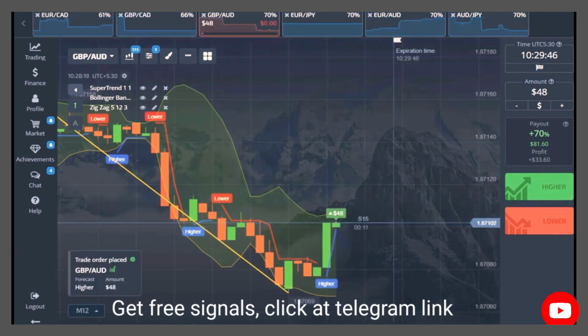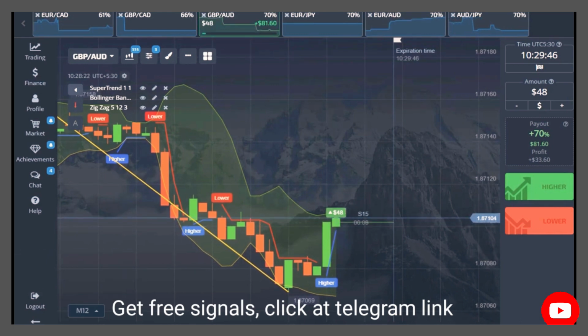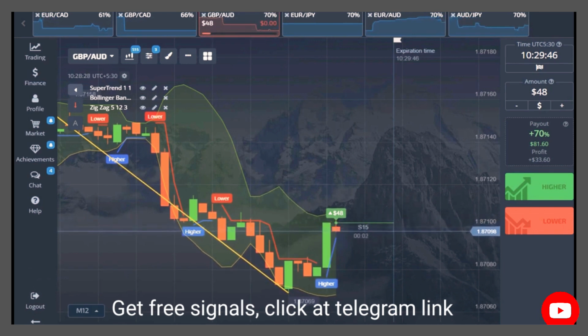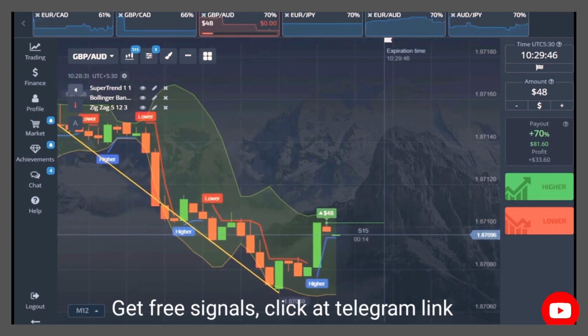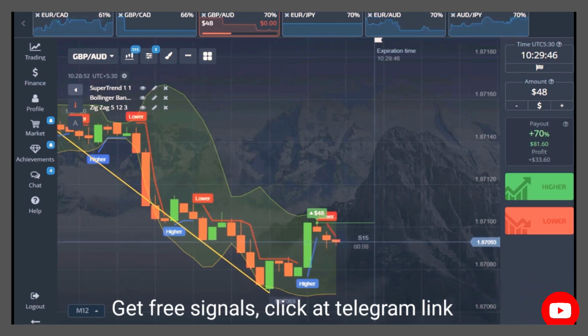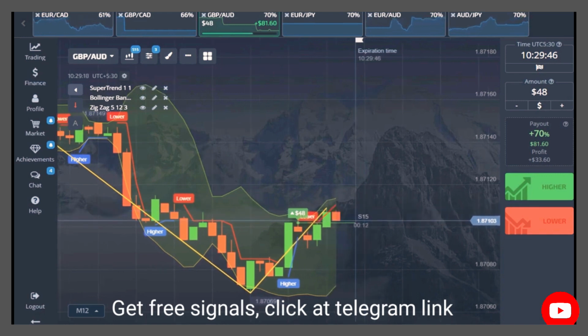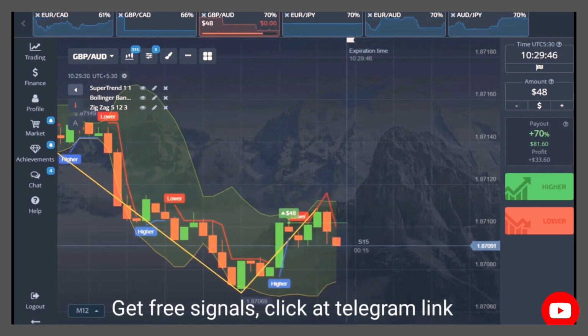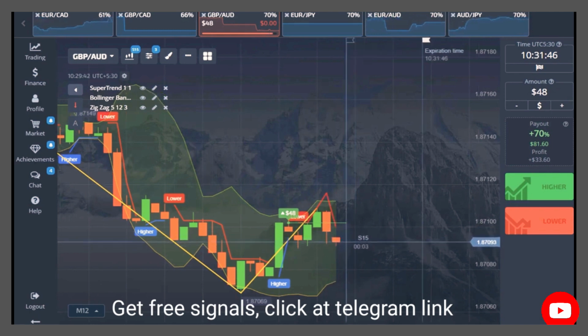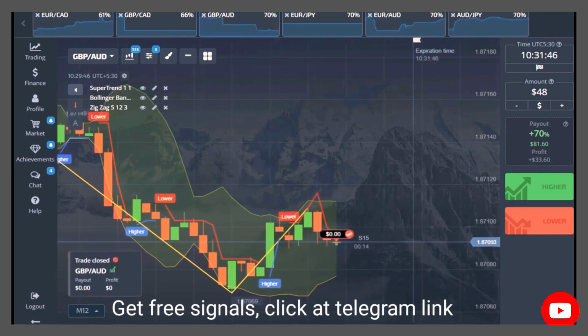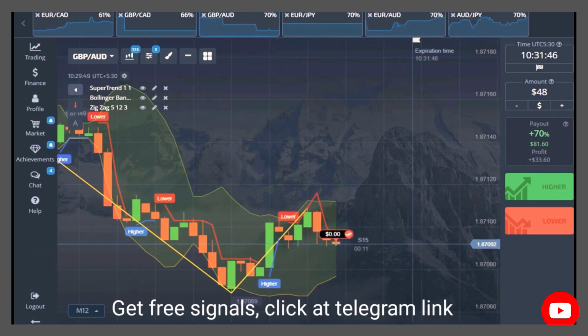Here we have a perfect buy trade setup. The candle has touched the lower Bollinger Bands line, the ZigZag indicator line is below the candle, and we have received a buy signal from the Supertrend indicator. Now, let's see whether this trade leads to a profit or a loss. In this case, we have lost this trade. Now, let's wait for the next perfect trade setup.